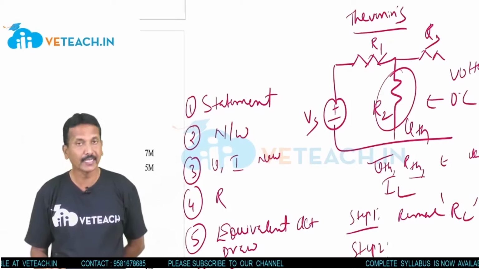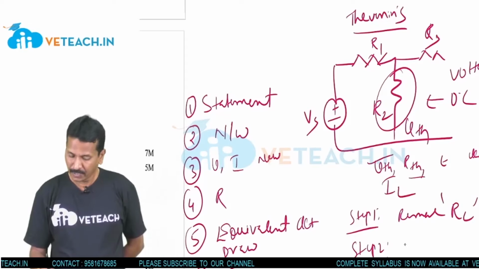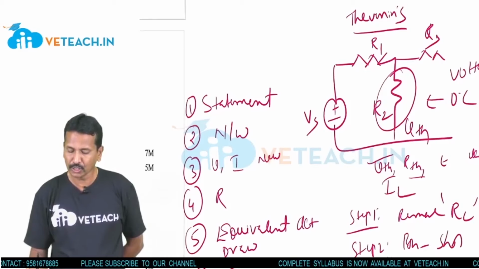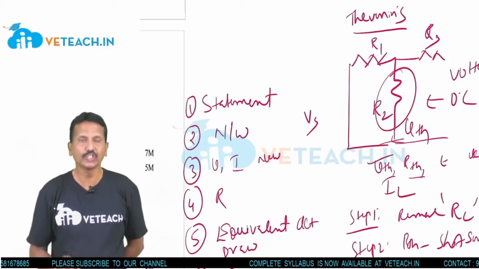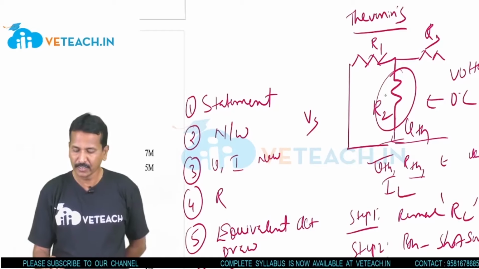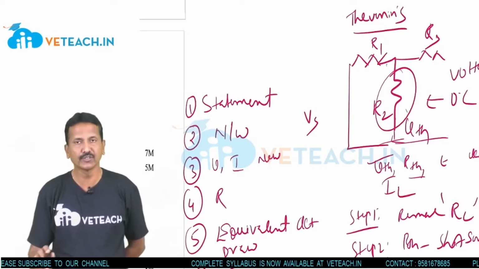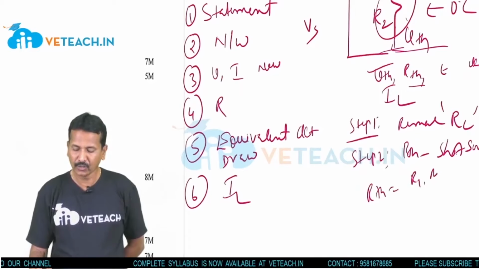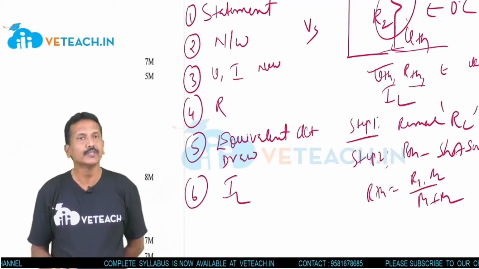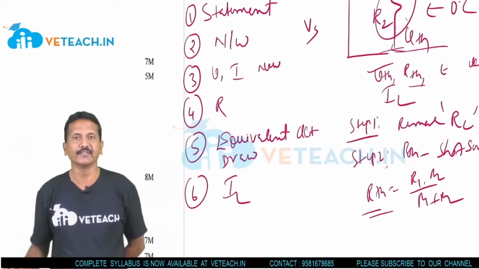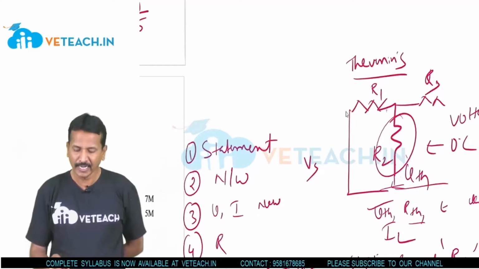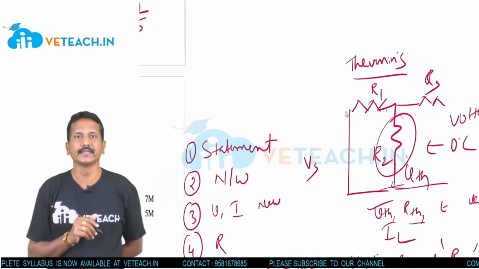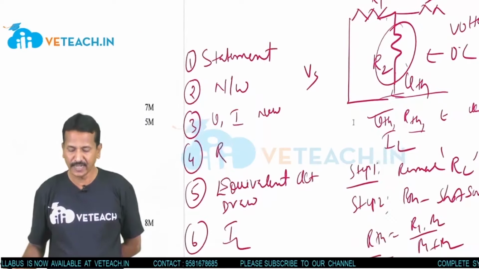Step 2, to find RTH. Short the source. Okay, students. Short the source. Now what happens here? These two resistances are there with respect to the open circuit. There is no fault. So here RTH is equal to R1 into R2 by R1 plus R2. Right? You will get a new RTH value here. The voltage source we shorted, and we removed the load resistance. We find two new things, that is Thevenin voltage as well as Thevenin's resistance.